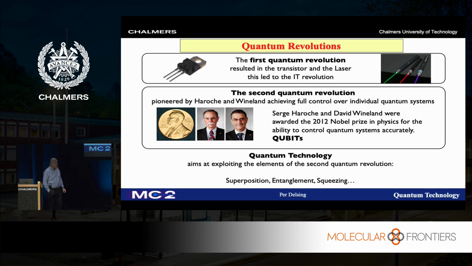Quantum technology, so by quantum technology, we mean exploiting the elements of quantum physics. And so there are things that you have heard about yesterday, like superposition, entanglement. There's also something called squeezing. So these are inherent quantum phenomena that you can use to do something useful.